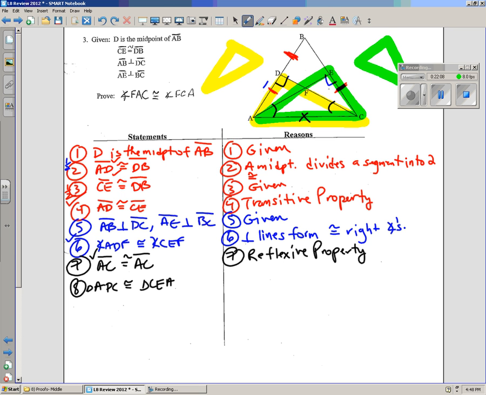And again, here's where we can draw the triangle separately. I'll pick the left triangle. Here's what we have. I have this marked off, this, and this. This would spell SSA, but since we have right triangles, we can use HL here. The hypotenuse is marked off. The leg is marked off. And then step 9, angle FAC is congruent to angle FCA because the two triangles are congruent.